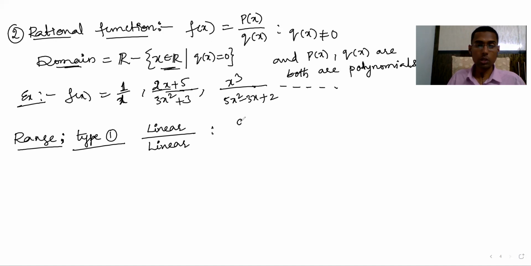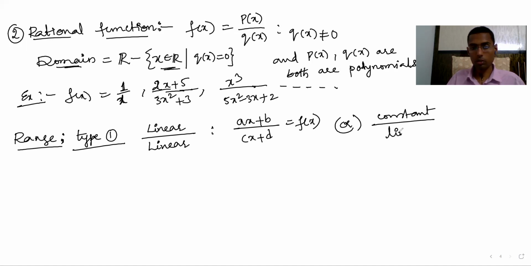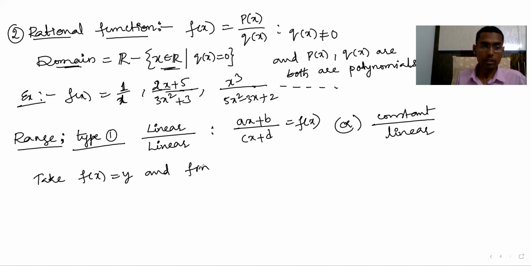Linear by linear means what? ax plus b by cx plus d. Yes or no? f of x equal to this. Linear by linear, or first type linear by linear or constant by linear. We'll write like this, constant by linear also. So how do you find this? So this you already must have learned. Equal to y you should take. So what you should do, first take f of x equal to y and find x.